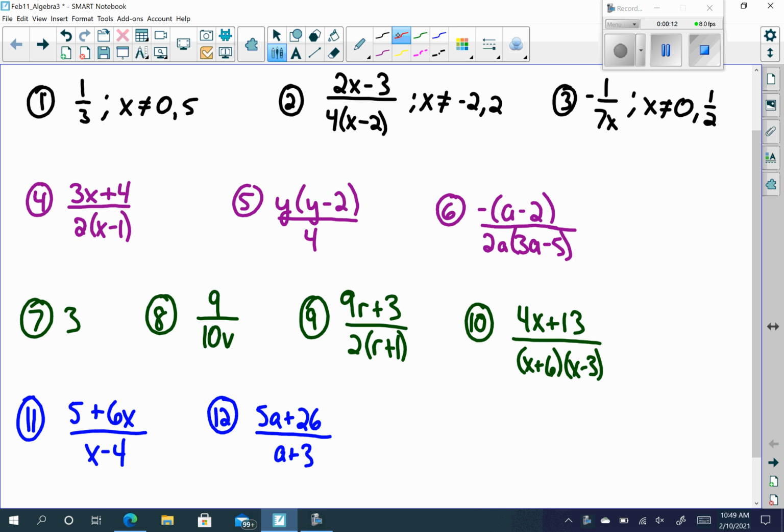I'll go ahead and pause the video just to check first before you look at how each problem is done. So just for the first three, you had to state restrictions. After that, when I tell you to assume no denominator 0, that simply means we do not have to state restrictions. So let's go ahead and take a look at these.